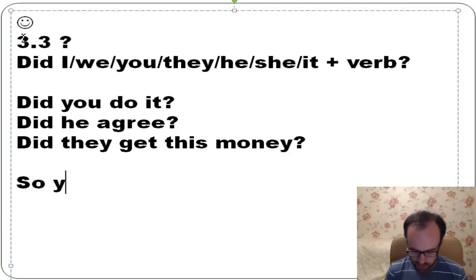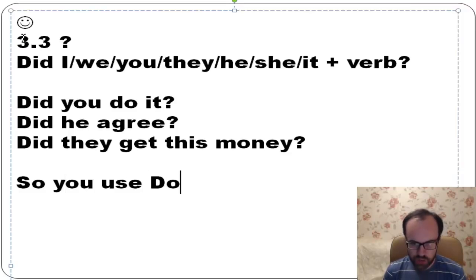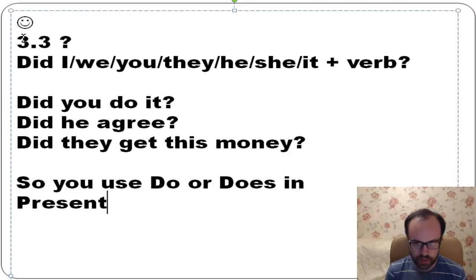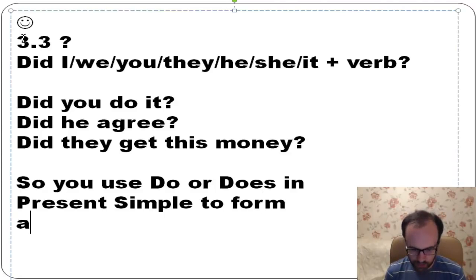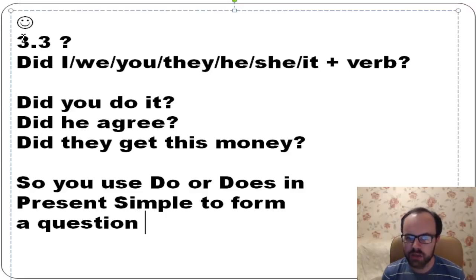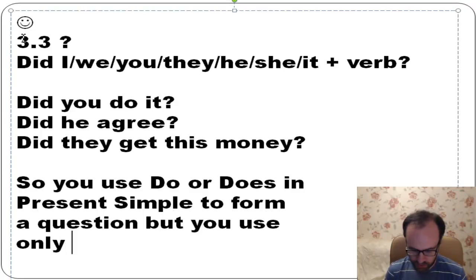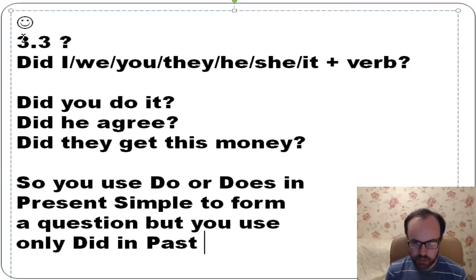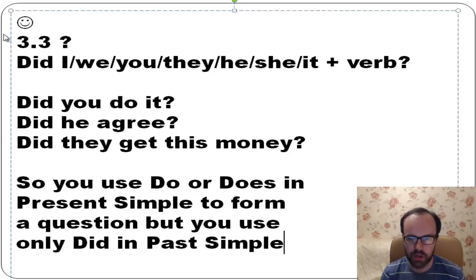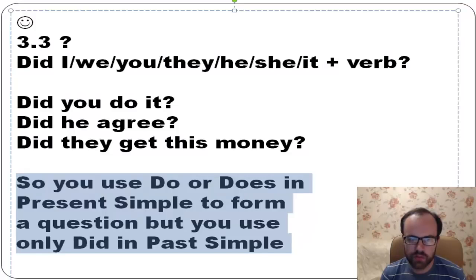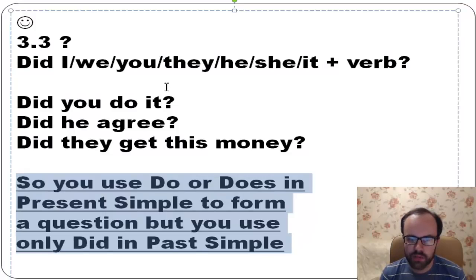So you use do or does in present simple to form a question, but you use only did in past simple. Look, so you see, did I, did we, you, they, he, she, it plus verb.